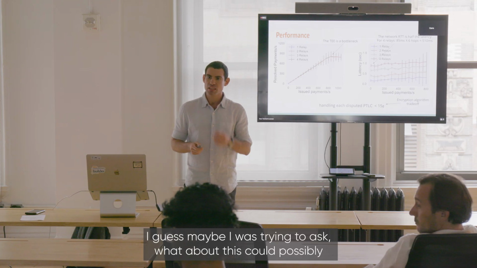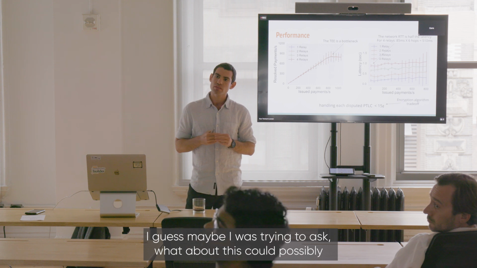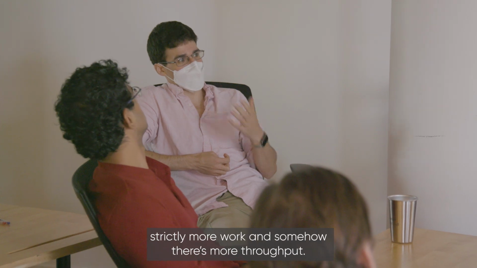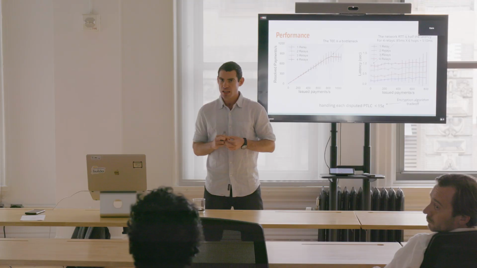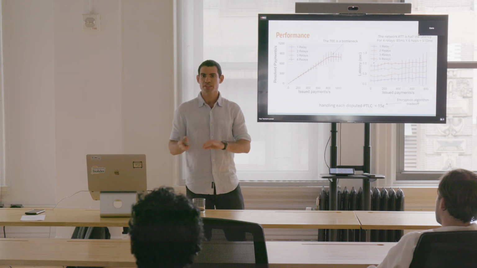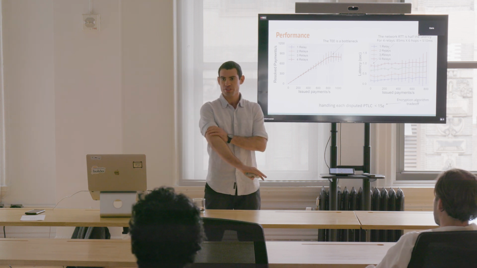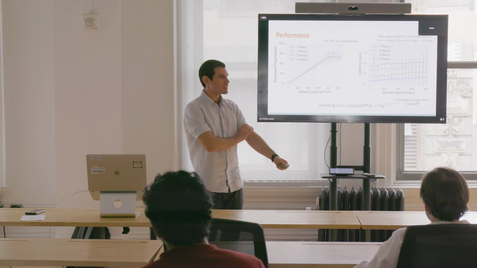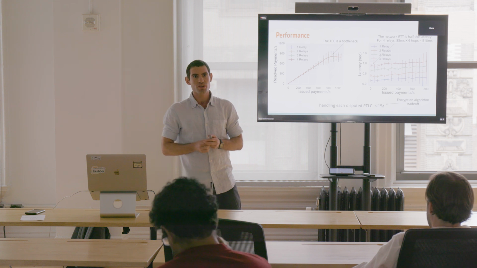I guess maybe I was trying to ask, what about this could possibly increase the throughput? It felt like what you were presenting was strictly more work, and then somehow there's more throughput. Yeah, so again, the higher throughput is because they didn't try to make their code more efficient. We absolutely do more work. Our main bottleneck is the TEE, which is hardware. Our relays have a lot of cores and one core for the TEE, so we have a very strong CPU bottleneck.